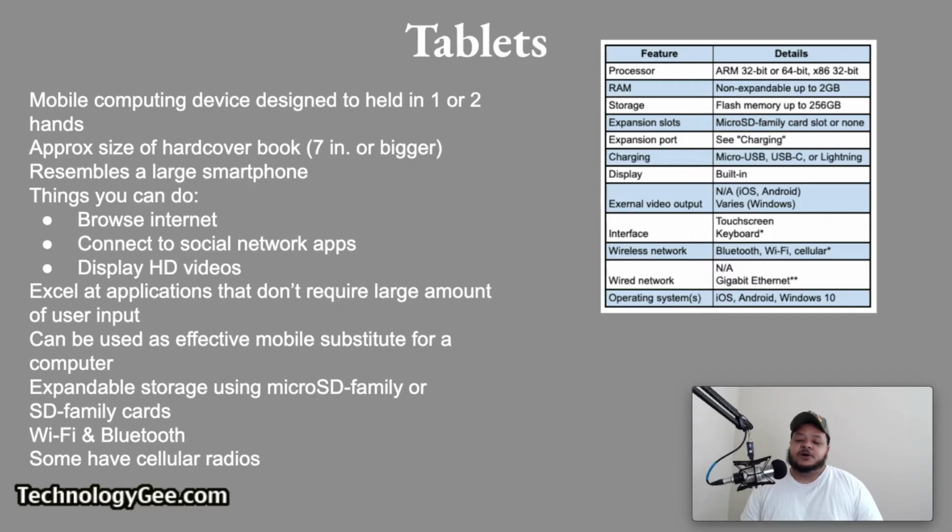Tablets are a step up from smartphones in storage capacity, screen size, and RAM. When paired with a wireless keyboard, a tablet can be used as an effective mobile substitute for a computer when used for web surfing, email, and light-duty office tasks. Many tablets feature expandable storage using micro SD family or SD family cards. Tablets are equipped with Wi-Fi and Bluetooth, but some can also be fitted with cellular radios to provide the same kind of connect-anywhere capabilities a smartphone has. In the chart, you'll see some of the features and details of your standard tablet that's out there on the market.